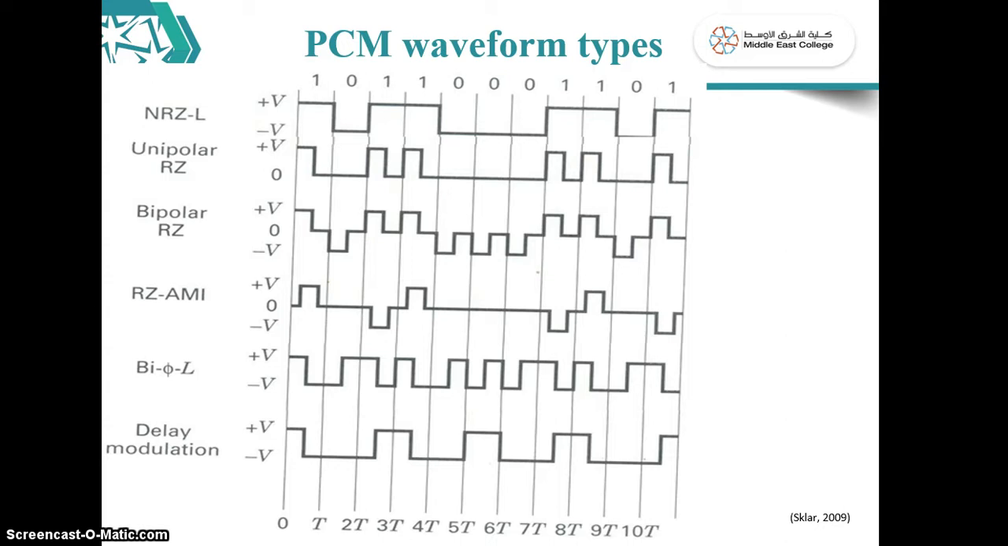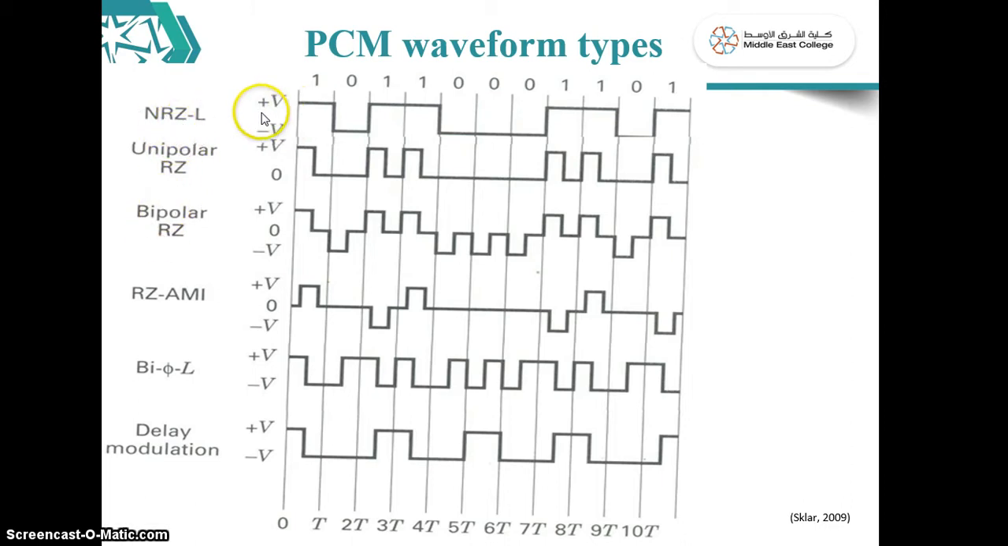For example, if you are going for telephony applications, these waveforms are normally called line codes. So depending on the application, there are different formats in which we can represent the PCM waveforms. Normally we say NRZ, non-return to 0, or return to 0, RZ. Similarly, unipolar or bipolar. We'll see the difference.